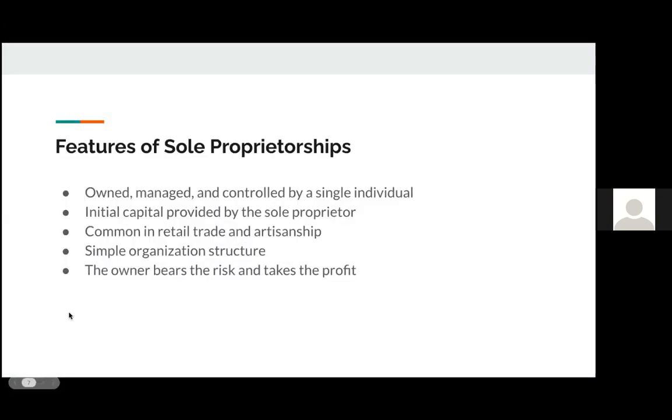What are the features of the sole proprietorship? As I mentioned earlier, it's owned, managed, and controlled by a single individual. The initial capital or money used to start the business is provided by the sole proprietor. It's usually common in retail trade and artisanship. It has a simple organization structure. And then the owner bears all the risk and takes the profits because he's the only one that is involved in the business.